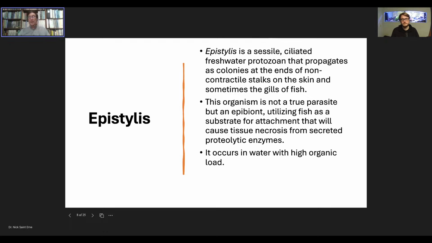And because they're filter feeders, eating things in the water, they're very common in water with a high organic load, meaning a lot of waste, a lot of debris. So dead leaves in a pond or uneaten food on the bottom of the aquarium. So if you keep your aquarium clean, gravel vacuum it, get all this debris out, you're less likely to have these parasites that require this organic debris that's in the tank. And as I mentioned, bacterial infections are common.